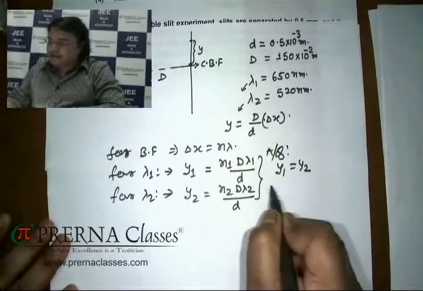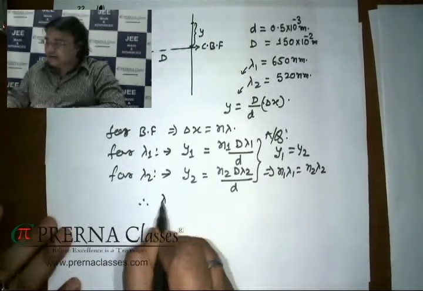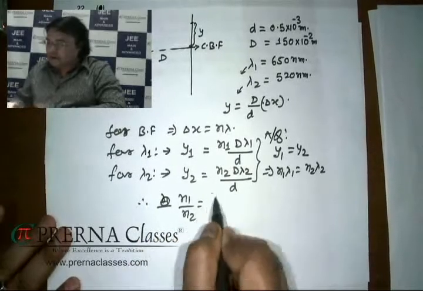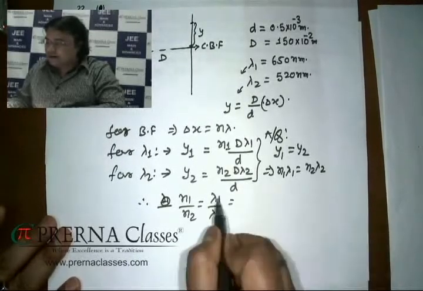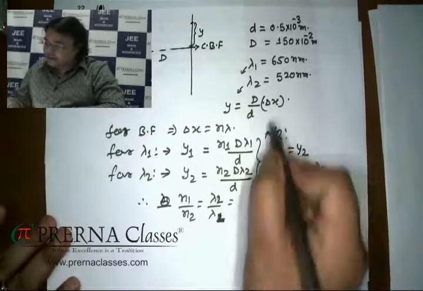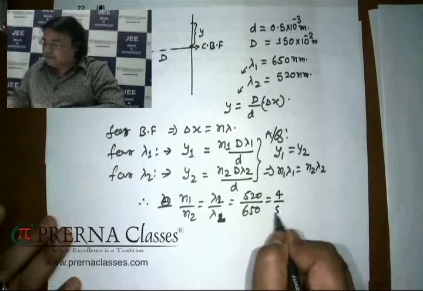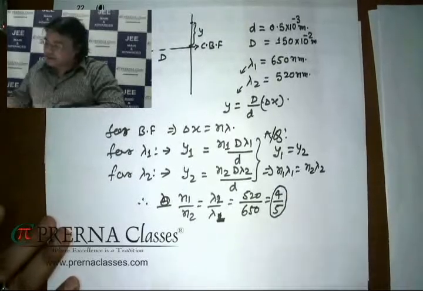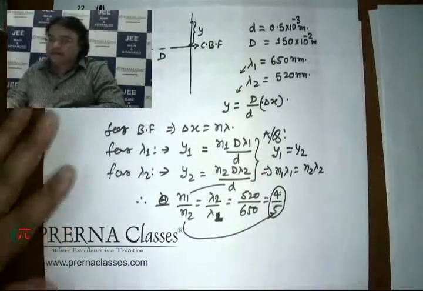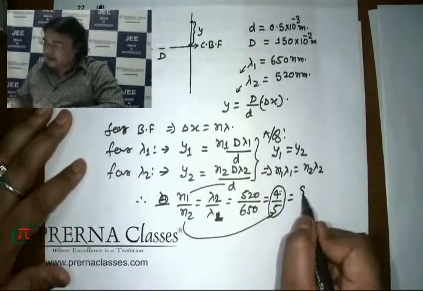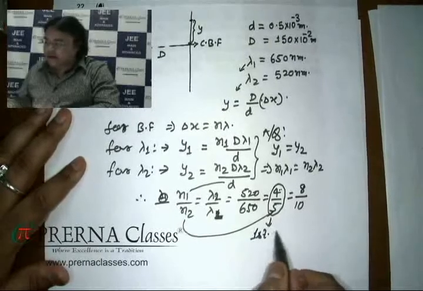Clear? Now to coincide these two positions, according to the question, y1 equal to y2. That means n1 lambda 1 equal to n2 lambda 2. Clear? So from here, n1 by n2 will be lambda 2 by lambda 1. Then lambda 2 is 520 and lambda 1 is 650, so 4 by 5. Clear? So for the first bright fringe at the same point, we have to take n1 as 4 and n2 as 5. For the next bright fringe, we have to consider n1 as 8 and n2 as 10.